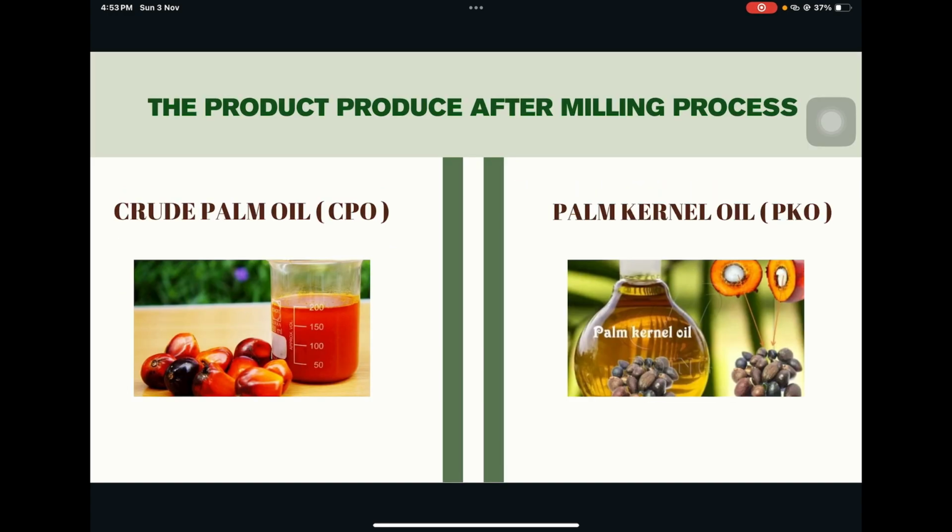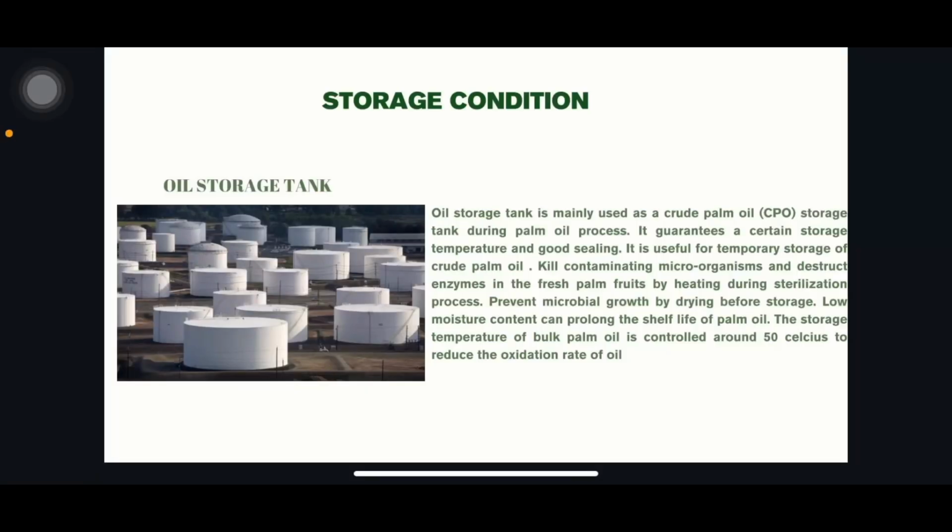Okay, the product produced after the milling process is crude palm oil, which stands for CPO, and then PKO, which stands for palm kernel oil. And then we're going to talk about the storage condition and the transportation types.